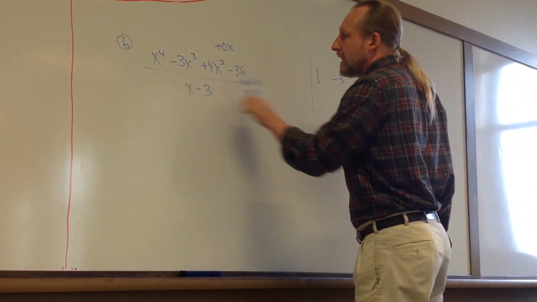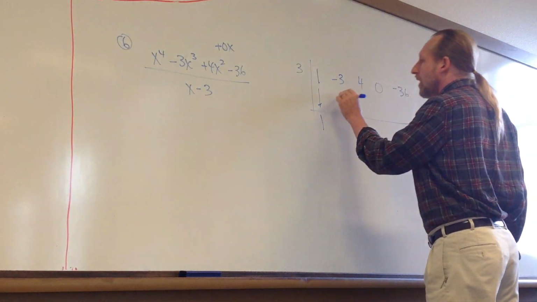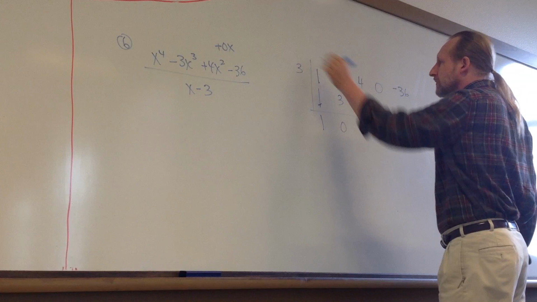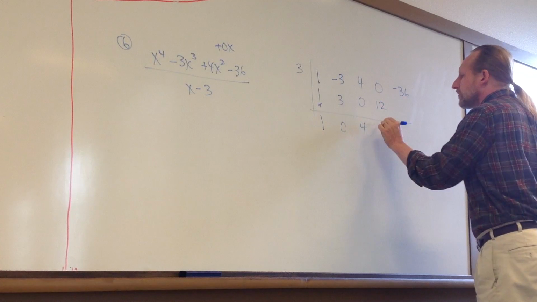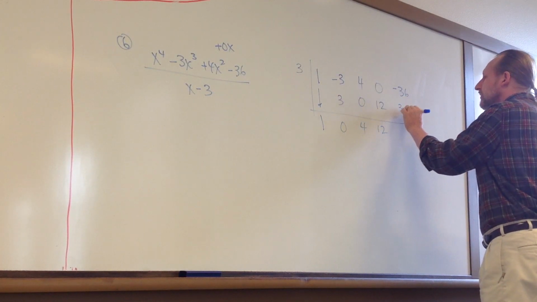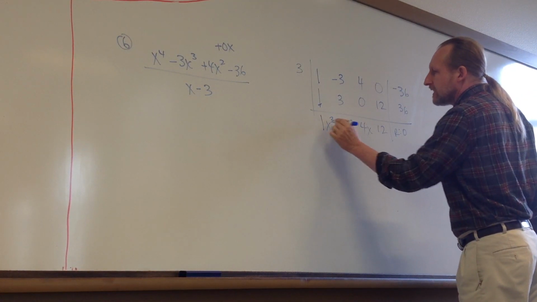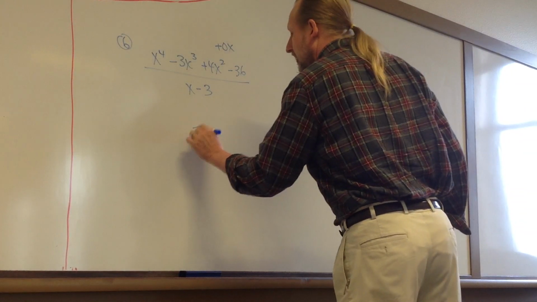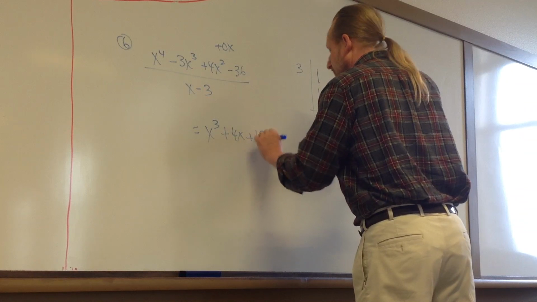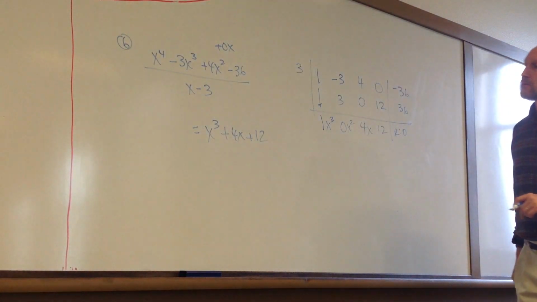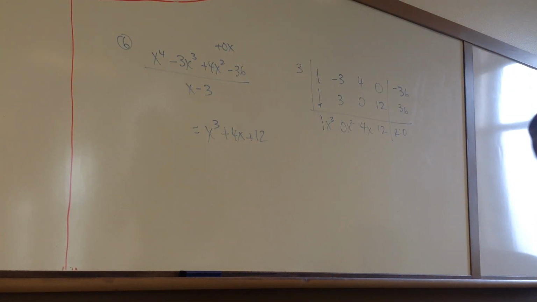Okay, so we're dividing by x minus 3, and so again we're going to use a positive 3. So then we get 1. This makes a 0. 0 times 3 is 0. 4 and 0 makes 4. 4 times 3 is 12, so that's a 12. 3 times 12 is 36. And so we get another 0 remainder. And this divides in evenly. And our answer here is x to the 3rd plus 4x plus 12. And we can leave out that 0x squared. Okay? All right. That's problem 6.